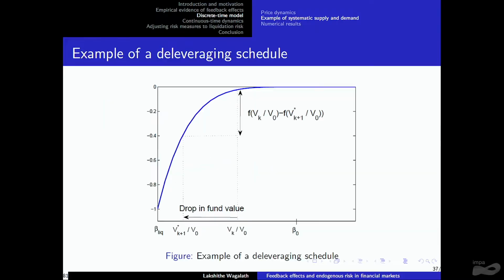What we assume here is that the fund deleverages proportionally. So if the rule of deleveraging tells the fund to liquidate, let's say here, 40%, the fund is going to liquidate 40% in asset 1 and 40% in asset 2. That's the rule that we follow here in the simulations. We can also change these rules, but that's the one we follow here.